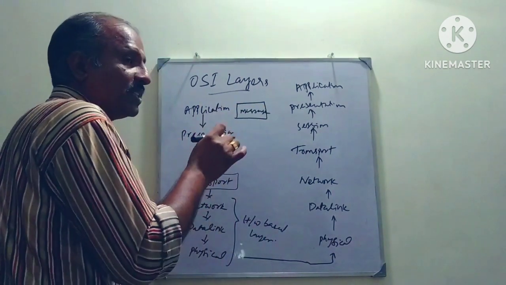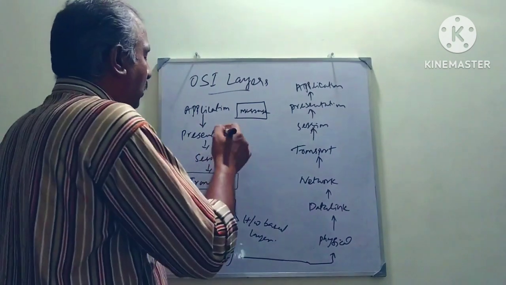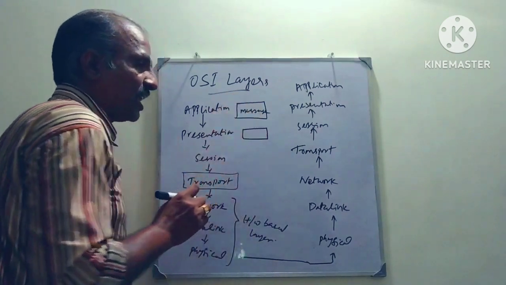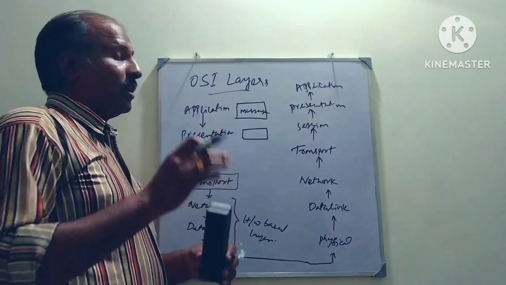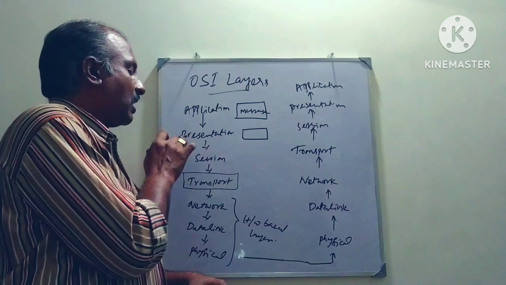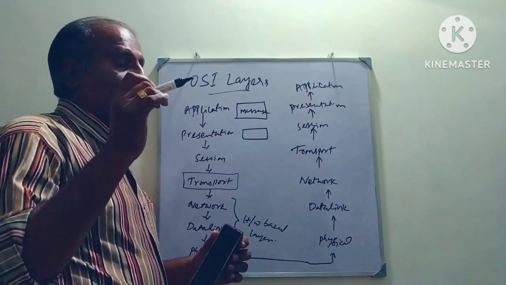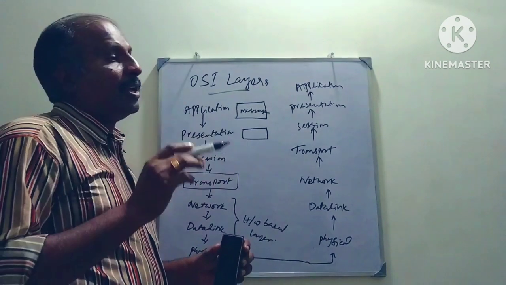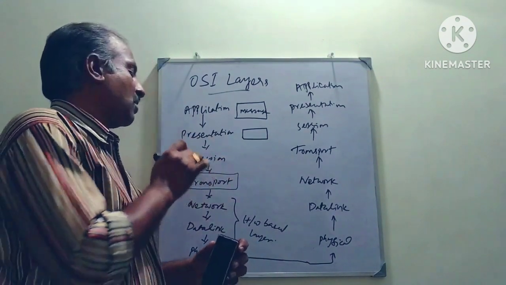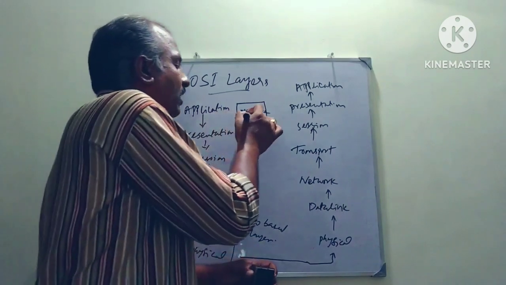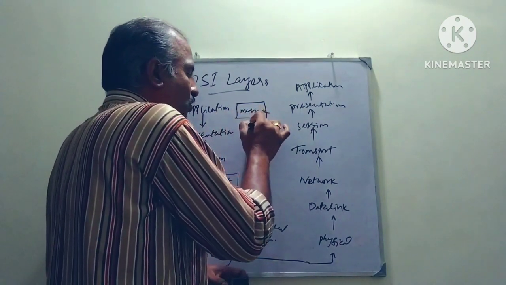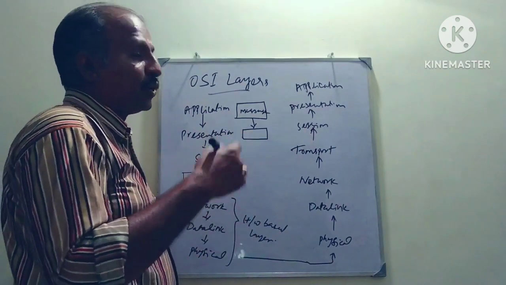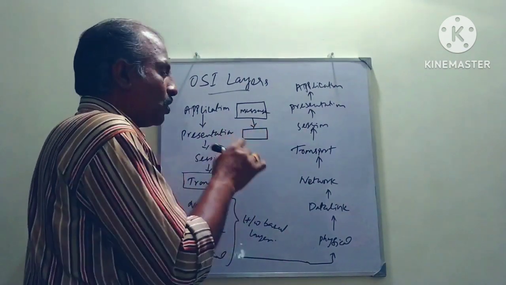Okay. After the message was successfully created, it will be sent to the presentation layer. In the presentation layer, there are 3 important parts. The first one is translation, second is encryption, third is decryption. Translation means whatever message we received is going to be converted into zeros and ones, translated into machine language.